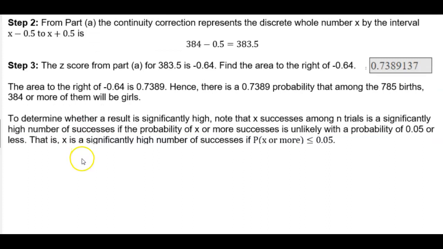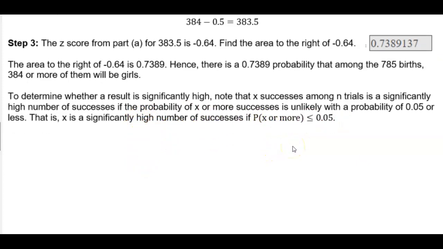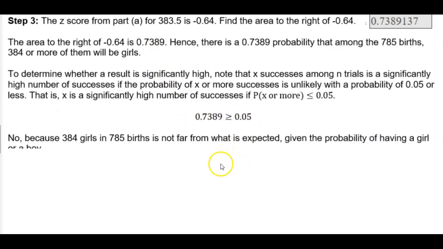Now, to determine whether a result is significantly or unusually high, note that x successes among n trials is a significantly high number of successes if the probability of x or more successes is unlikely, with a probability of 0.05 or less. That is, x is a significantly high number of successes if that probability of x or more is less than or equal to 0.05. Well, we found that probability to be 0.7389, and it's greater than 0.05. So therefore, we would say no, because 384 girls in 785 births is not far from what is expected, given the probability of having a girl or a boy.